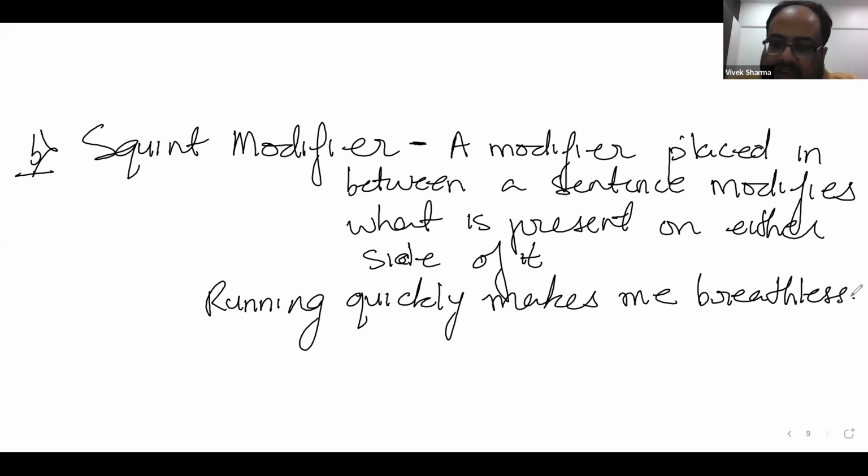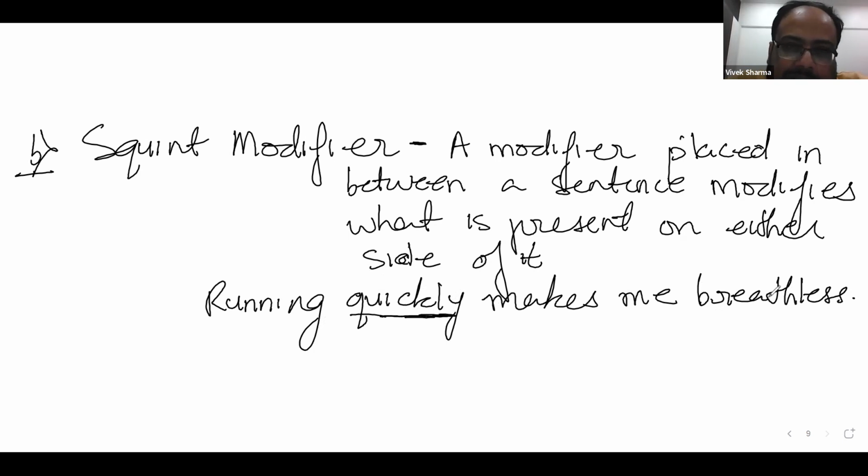Look at this sentence. Running quickly makes me breathless. This sentence seems to be correct. But if you notice the modifier quickly and ask yourself, as per the meaning of this sentence, what is happening quickly? Does this sentence mean that when I run fast, that is when I run quickly, I get breathless? Or does it mean that whenever I run, no matter how I run, I quickly get breathless?